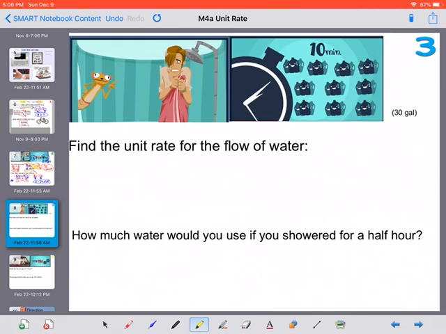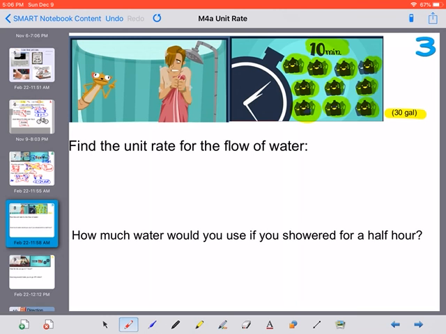So let's flip over to the back side. Find the unit rate for the flow of water. It's kind of hard to see here, but each of these is 3 gallons. So 3, 6, 9, 12, 15, 18, 21, 24, 27, 30. There are 30 gallons of water, and you're running the shower for 10 minutes.